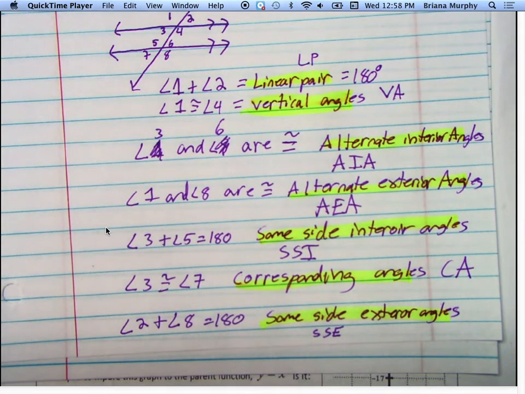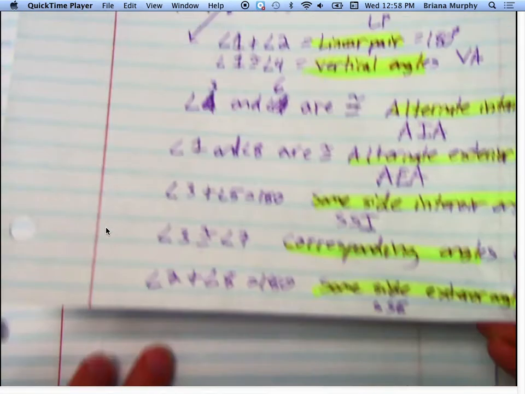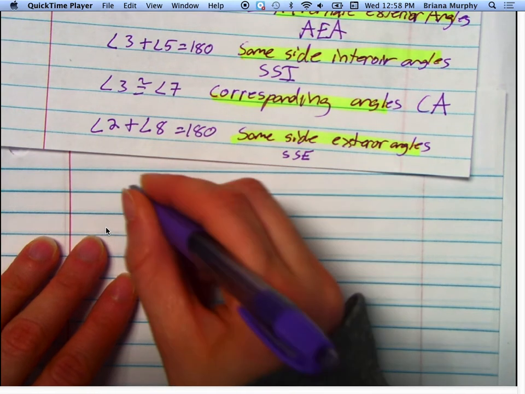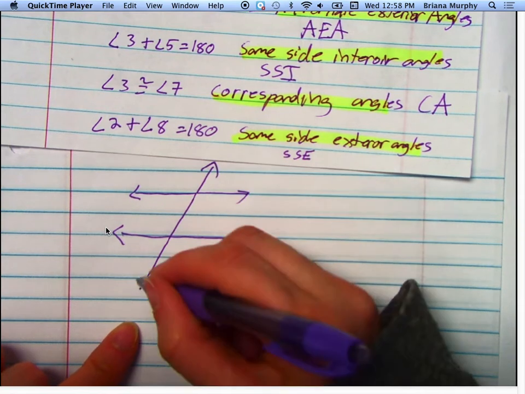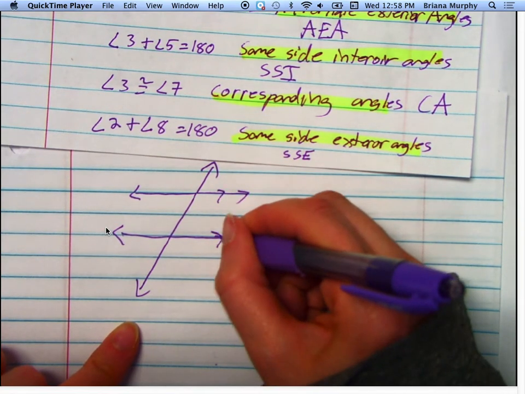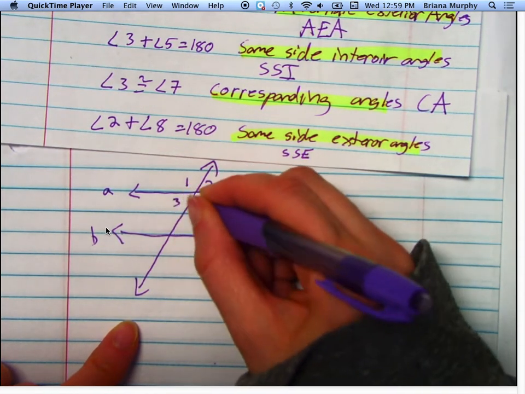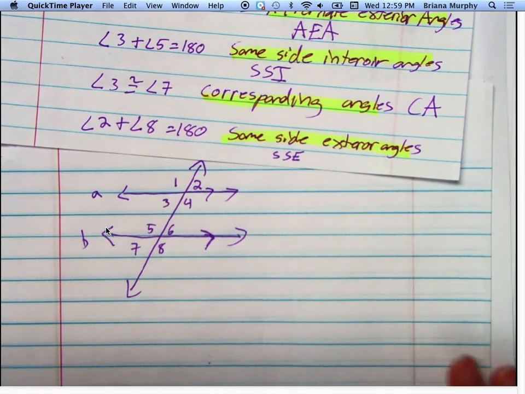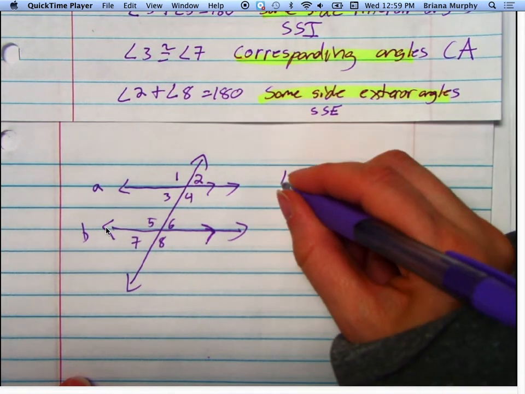Okay, so now we're going to do some more examples and we're going to list all of the possibilities. So I'm moving this up. We're going to make another diagram. I've got my two parallel lines. I'm going to call them A and B. I've got my transversal, and I've got angles 1, 2, 3, 4, 5, 6, 7, and 8. And I'm going to list all the possible different things for it. So the first thing I'm going to do is a linear pair.